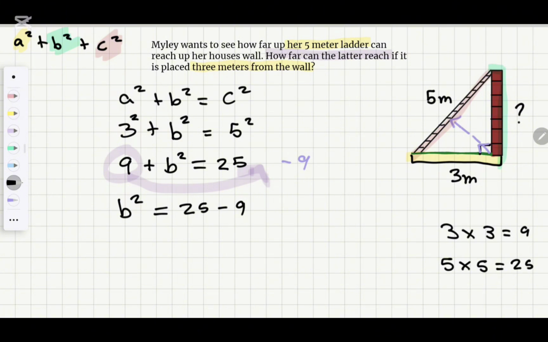All right, so let me solve that. B squared equals 25 minus 9, which is 16. And to get rid of our square, I'm going to square root both sides, because whatever you do to one side, you always, always, always have to do it to the other side as well. So for my answer, I'm going to get b equals 4, because the square root of 16 is 4, and that is in meters.